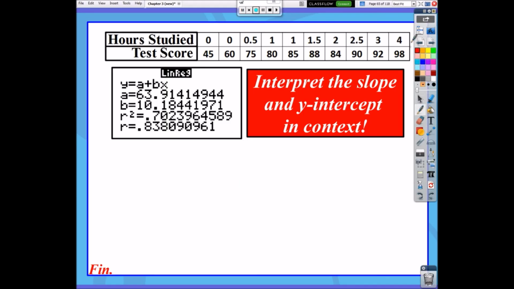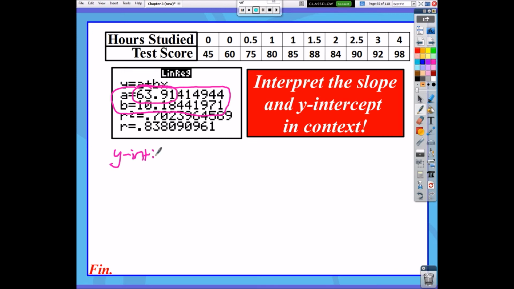We're going to interpret that together to end out this video. So here are my slope and y-intercept values. And this was for hours studied versus test score. So first let's start with y-intercept. Y-intercept interpretation. So again, that was when x equaled 0, then we would predict y to be whatever the y-intercept value was, which in this case is 63.91.